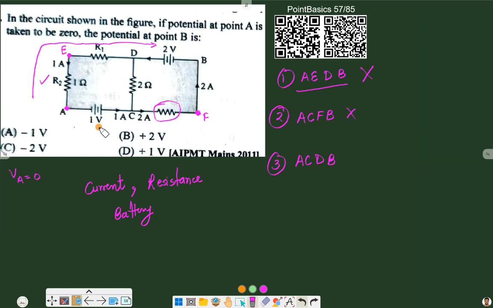Now going to the last one, that ACDB. So A to C we know value of potential for the battery, it is known. Now coming to the resistance, that is 2 ohm. So value of resistance is known, but we need to have the value of current, and that value of current we can extract from here: A to C there is 1 ampere current, and C to F there is 2 ampere current.